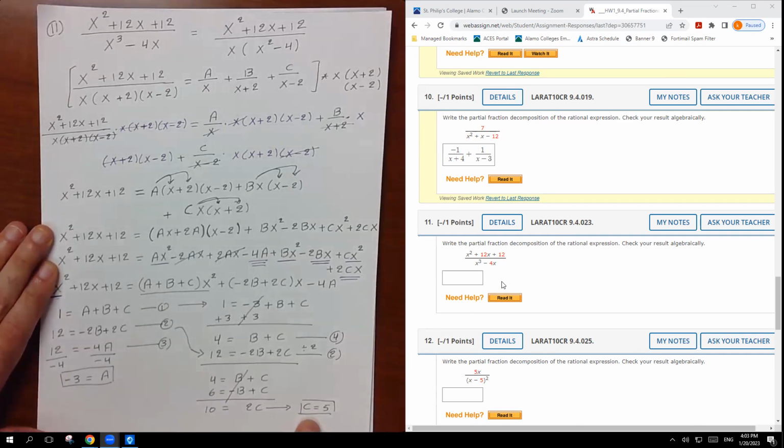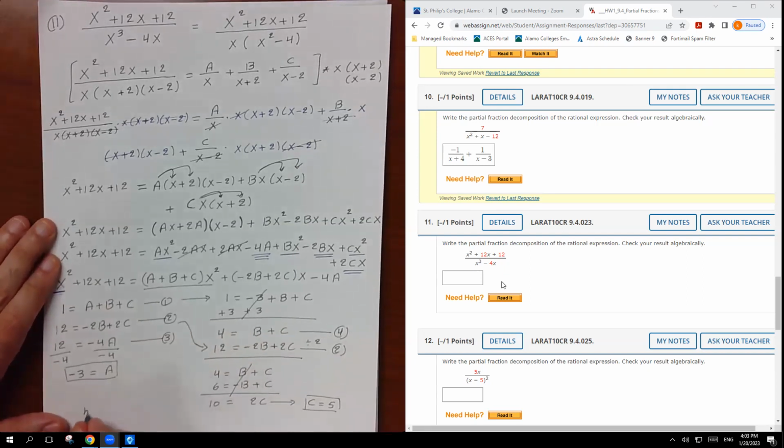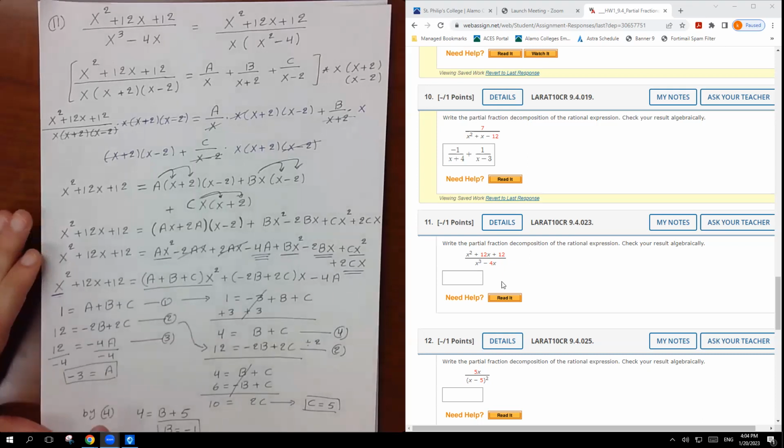So now we have c equal 5 and a equal negative 3. You can plug in these two to find b, or you can plug c into one of these equations to find the value of b. I'm going to use equation number 4: 4 equal b plus c, which is equal to 5. Now minus 5 from both sides. That means b is going to be negative 1. So we have the value of a and b and c.